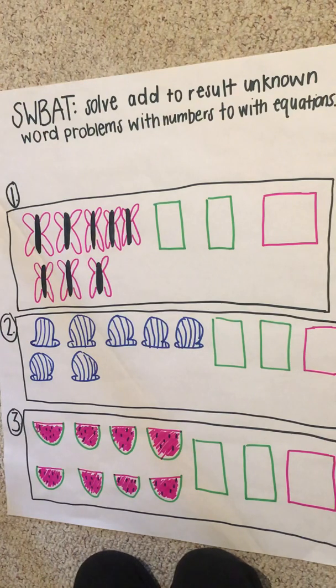Today we're going to solve using addition to find the result with word problems using numbers up to 8. To get started, as usual, you're going to need a pencil and a sheet of paper. Take a minute to pause the video and come back. Okay, now since we're all ready, we're going to get started.